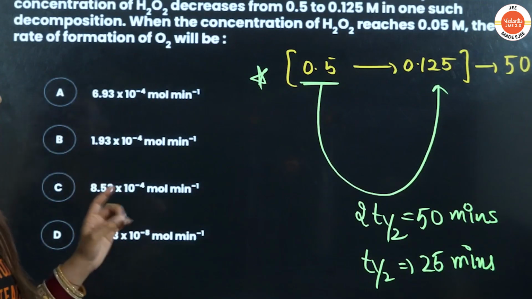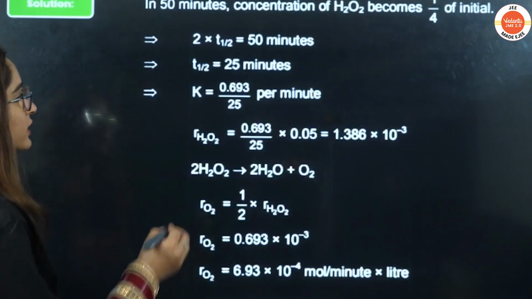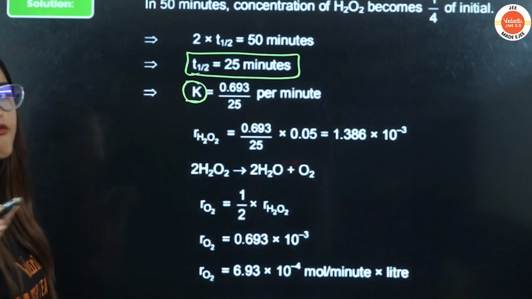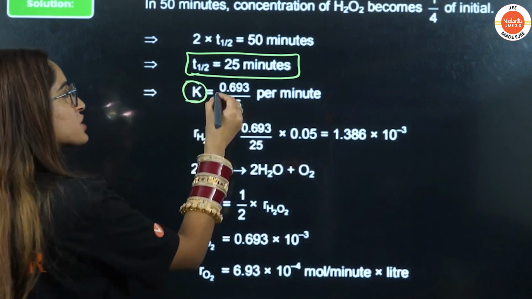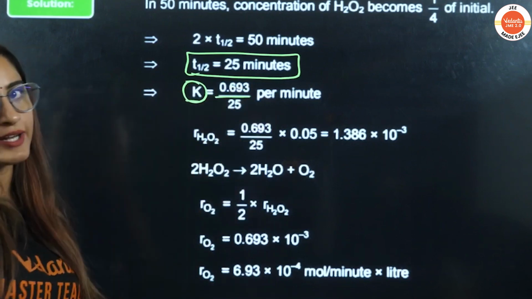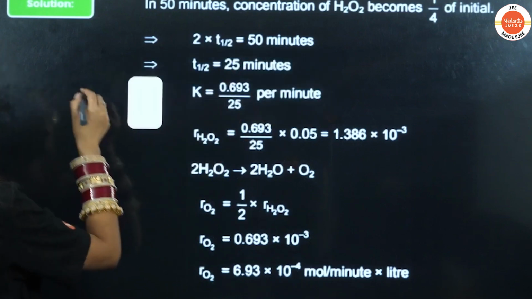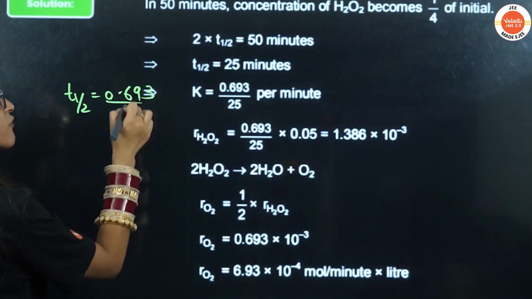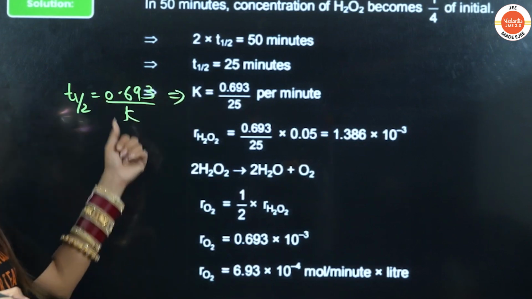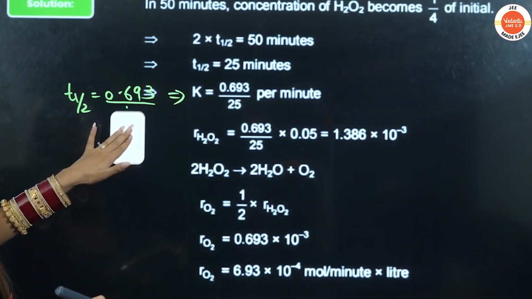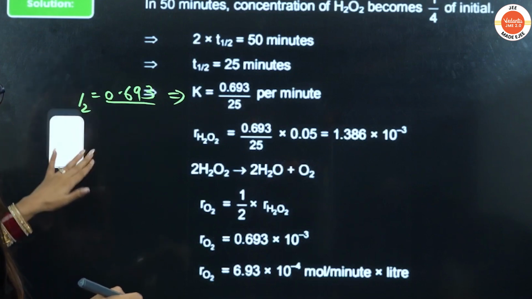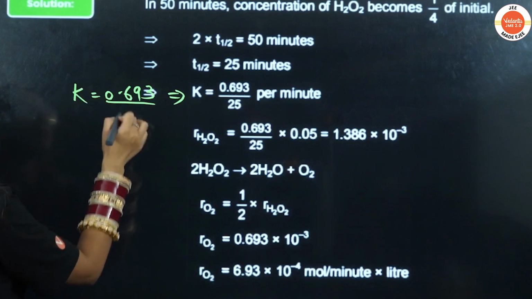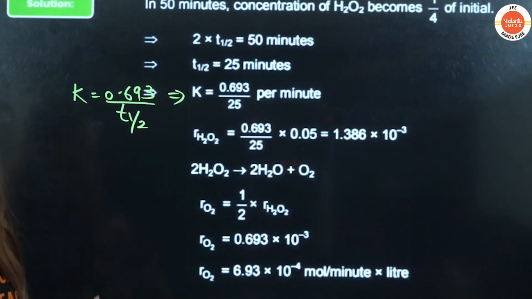Once you have calculated t half, we can calculate the value of rate constant. Rate constant will be 0.693 divided by t half. You know the formula: t half is equal to 0.693 divided by rate constant. When you put the value in this formula, you get the value of rate constant here. Right? Once you get the value of rate constant, now we will start with the very important part.